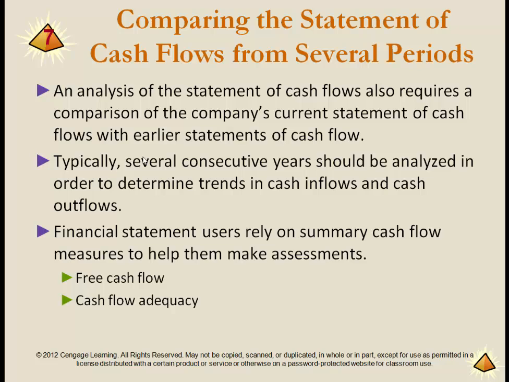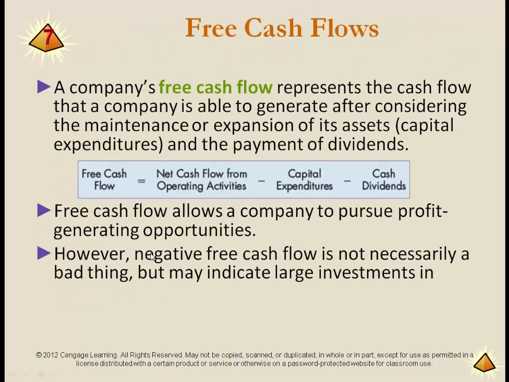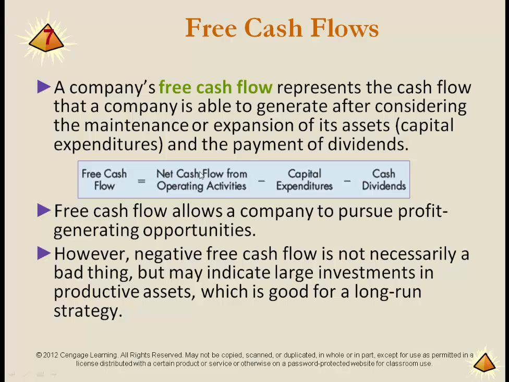So what do you want to look at? You want to look at it over several periods to understand what's going on, and you can look at a couple of different things. We're going to touch on free cash flow, and it's simply net cash flow from operating activities, less capital expenditures, less cash dividends. This tells you that they have other money that they can use to pursue profit generating activities.